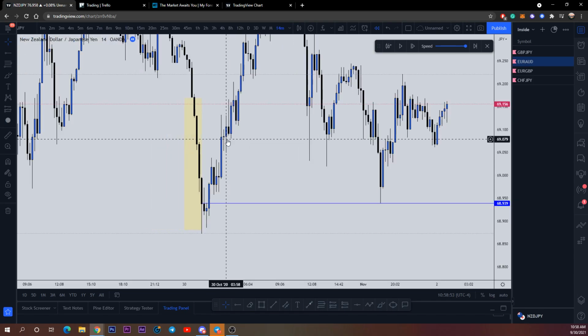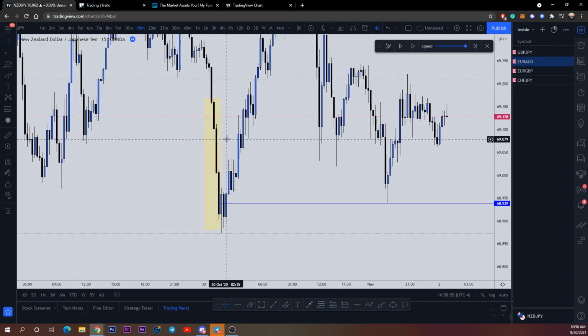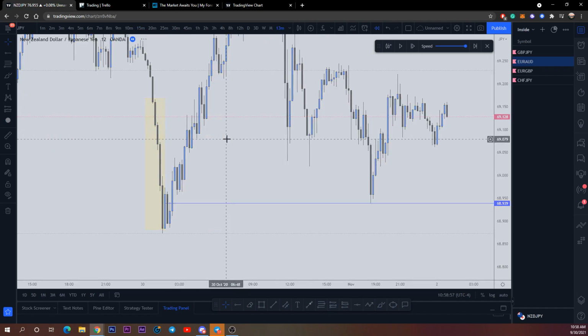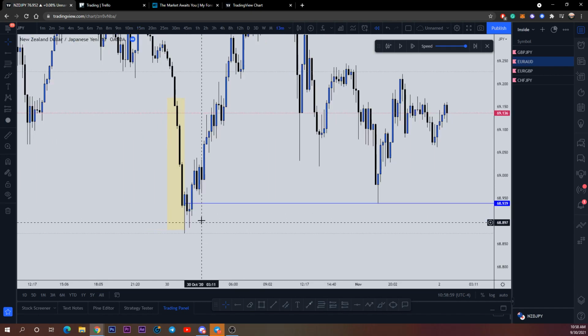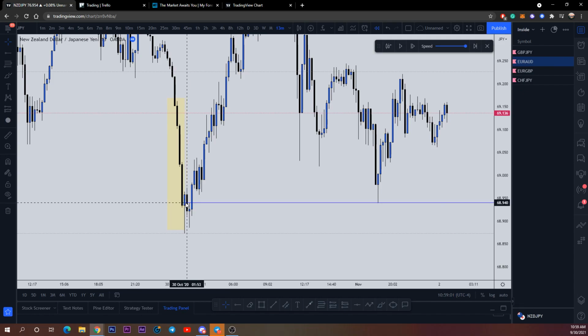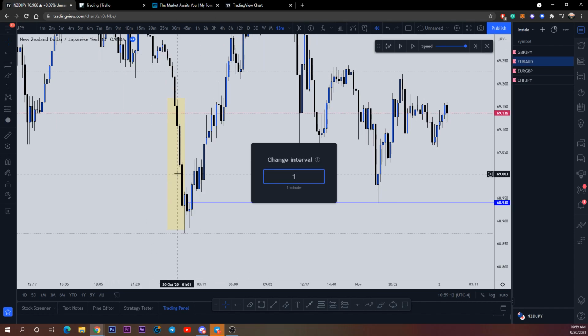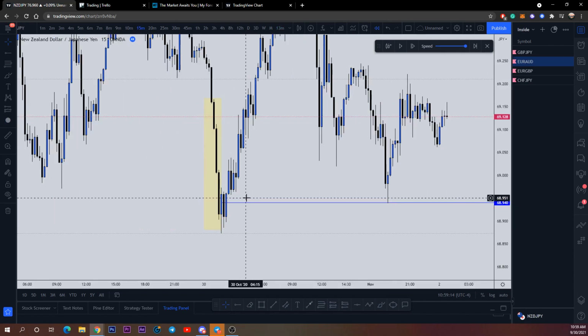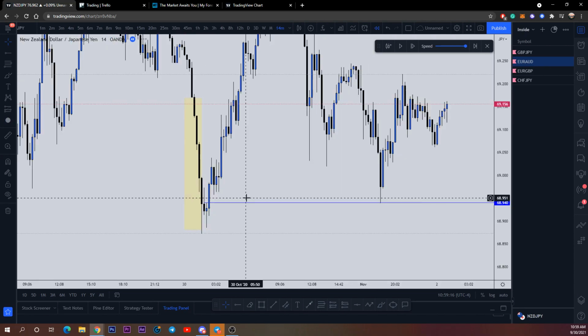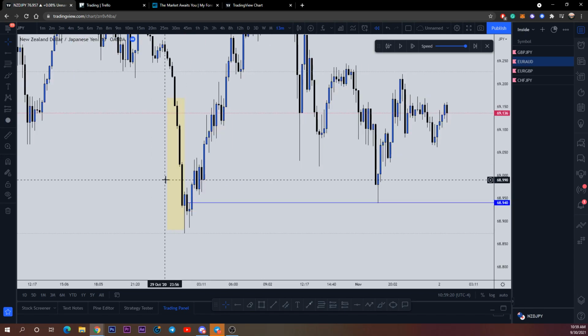14, 15. Okay, it was supposed to be the 15, but it is what it is. There you go. Here is the imbalance, and that's another reason why I tell you guys to use multiple time frames. On the 15-minute, you have no imbalance here. On the 14-minute, you have an imbalance. The 13-minute is the exact same thing. That's why I tell you guys to use multiple time frames.